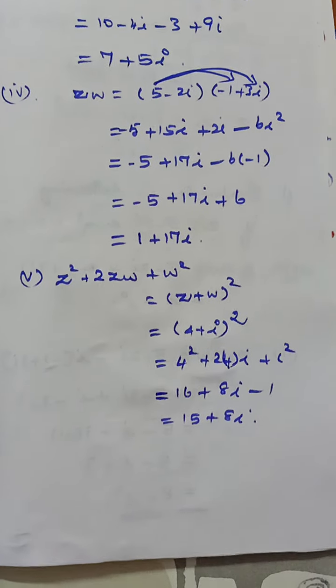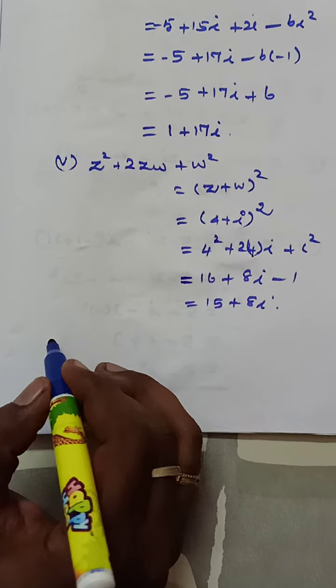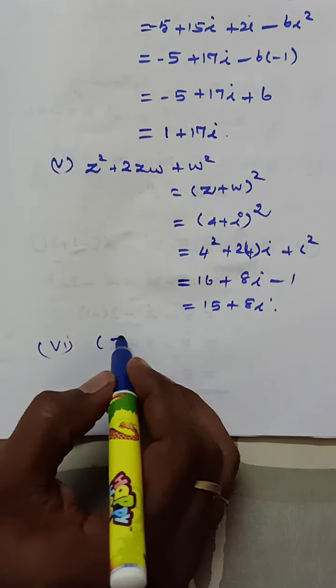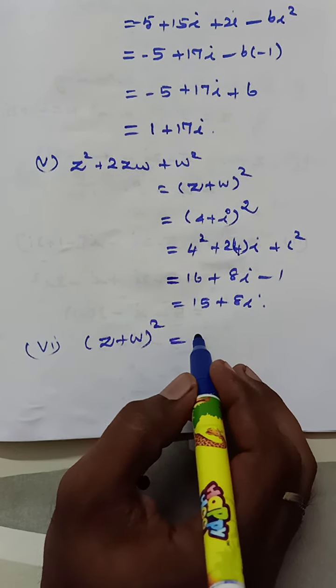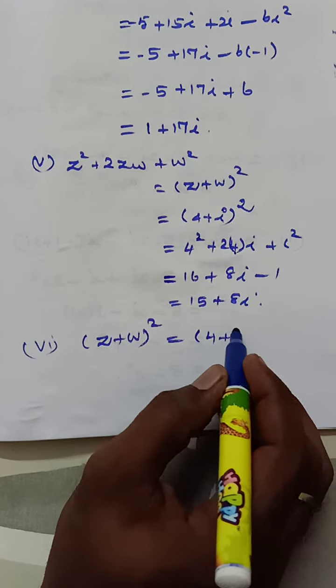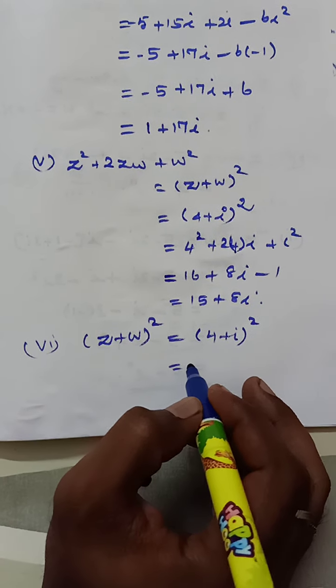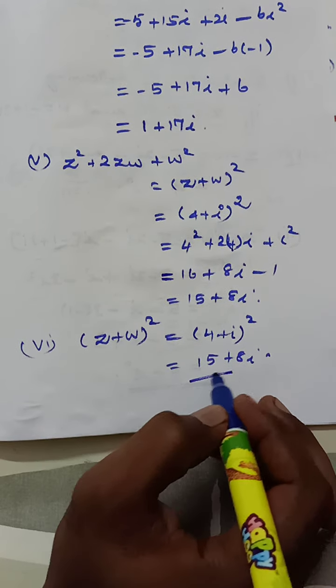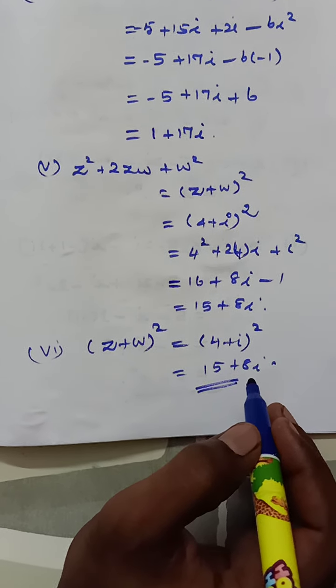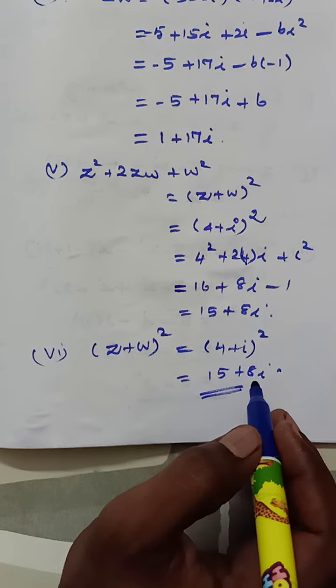It is clear? Now the sixth one, directly it is given z plus w the whole square. Z plus w the whole square is 4 plus i the whole square, that is nothing but 15 plus 8i from your fourth question. So that's it. Your exercise 2.2, the first one is over.